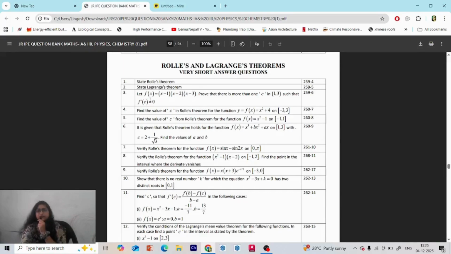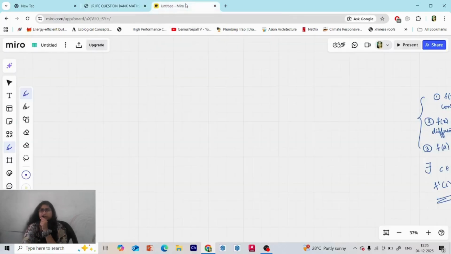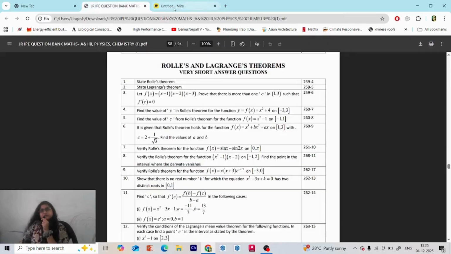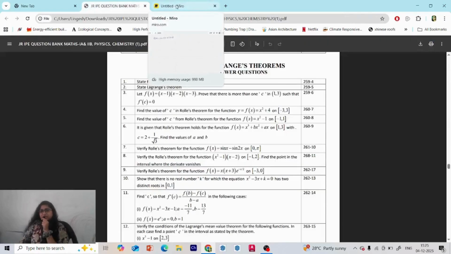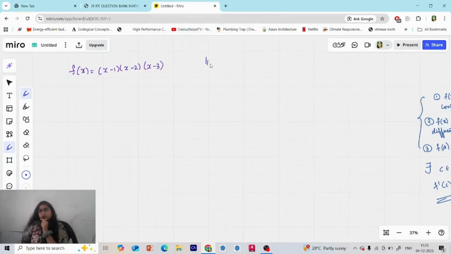This can be done. f of x is equal to x minus 1 into x minus 2 into x minus 3. Prove that there is more than one c such that f dash c is equal to 0. Okay, so let's solve it first. Let's expand the brackets. f of x is equal to x minus 1 into x minus 2 into x minus 3. Okay, basically this is a polynomial function, so definitely it is differentiable as well as continuous. We don't need to prove all that. This is just for information. Prove that there is more than one c in 1 comma 3. So the interval given is 1 comma 3.